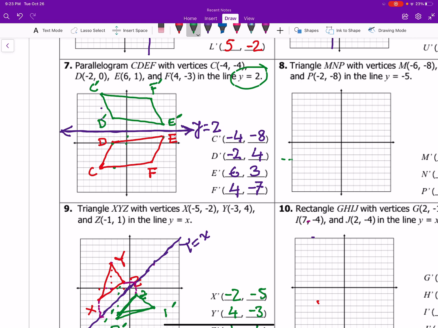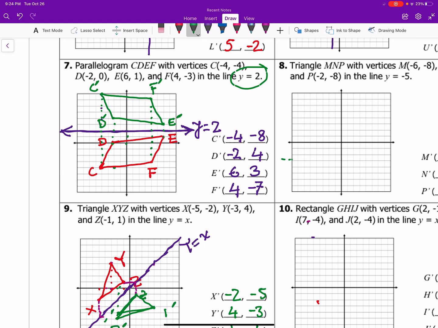So from E, how far? This is 1 unit, so 1 unit will go, and that gives me E prime. And then for F, how many units? 1, 2, 3, 4, 5. So we go 1, 2, 3, 4, 5, and that gives me F prime. For D, we go 1, 2, so that gives me D prime. And then C, how far? 1, 2, 3, 4, 5, 6, so that gives me C prime. Now I plot the value for E prime towards the right.